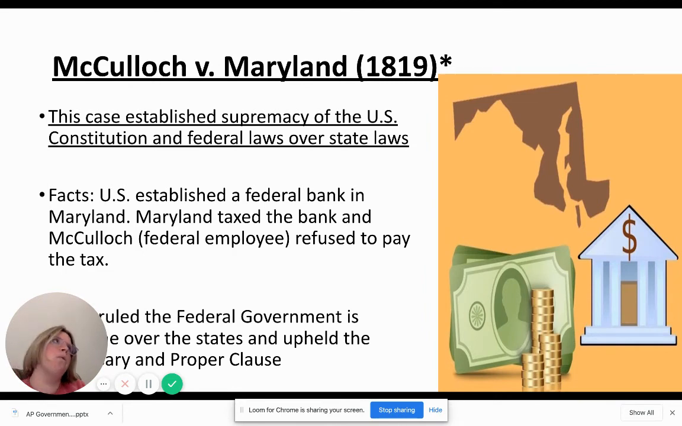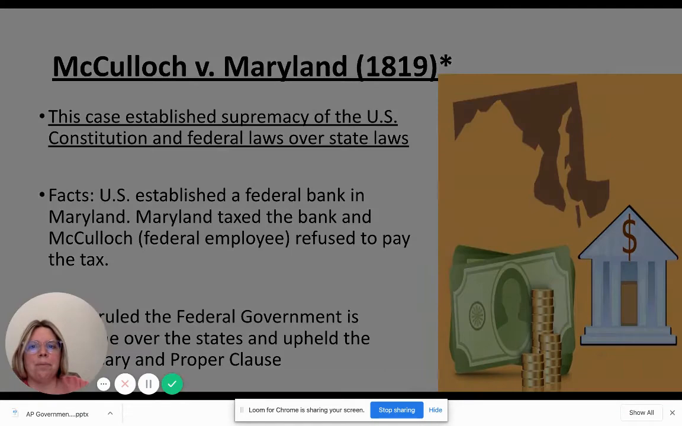What did the Court rule? They basically said two things. Yes, the U.S. can create a bank, but more importantly, Maryland cannot tax the bank, because the federal government has authority over the states because of the supremacy clause.